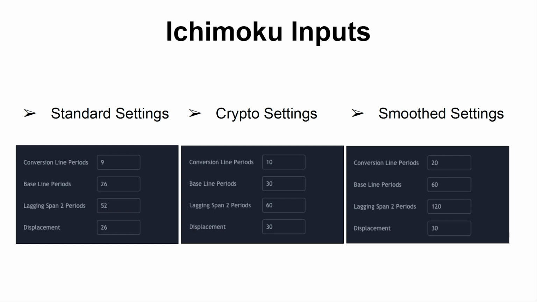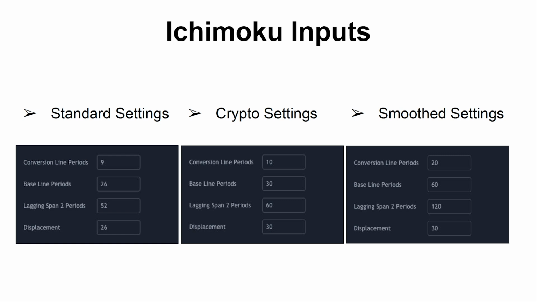Doubling the inputs on either the crypto settings or even the standard settings has a significant impact on the indicator and how it paints. By doubling, tripling, or multiplying any indicator settings by a consistent factor, in this case 2, essentially smooths out the indicator. Whenever we smooth out an indicator, it produces less actionable trading signals. This is true for all indicators, not just Ichimoku.